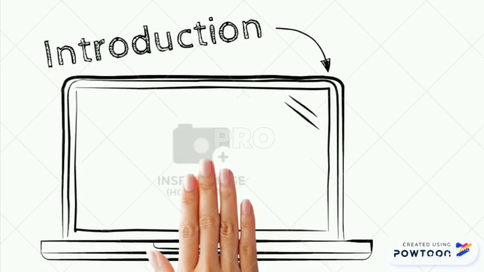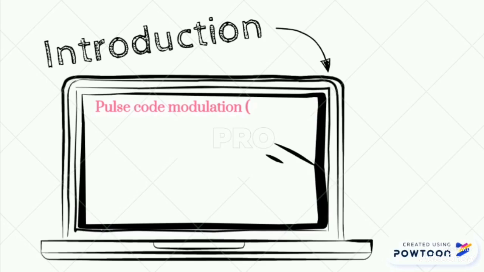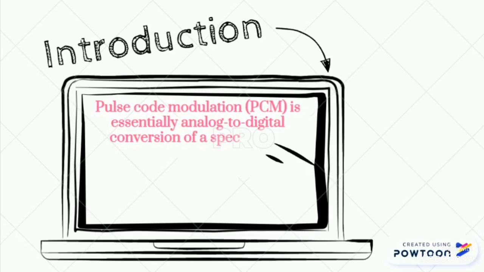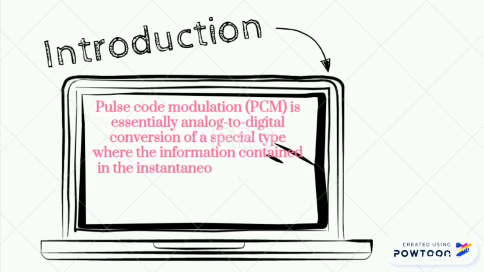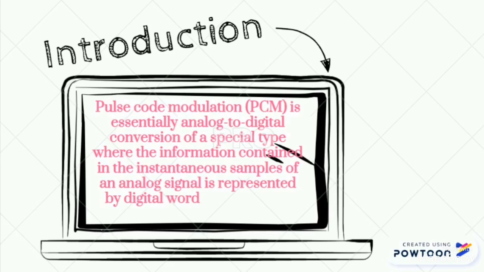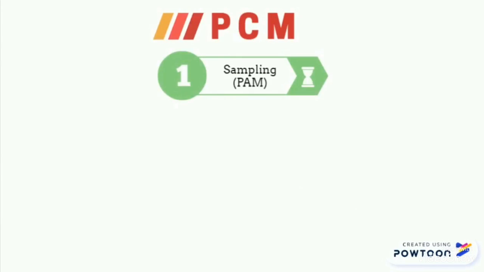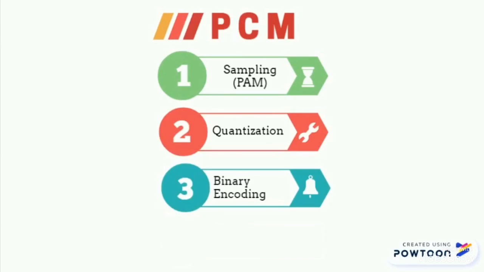This is our introduction. Pulse code modulation is essentially analog to digital conversion of a special type where the information contained in the instantaneous samples of an analog signal is represented by digital words in a serial bit stream. In PCM, we have 4 methods.